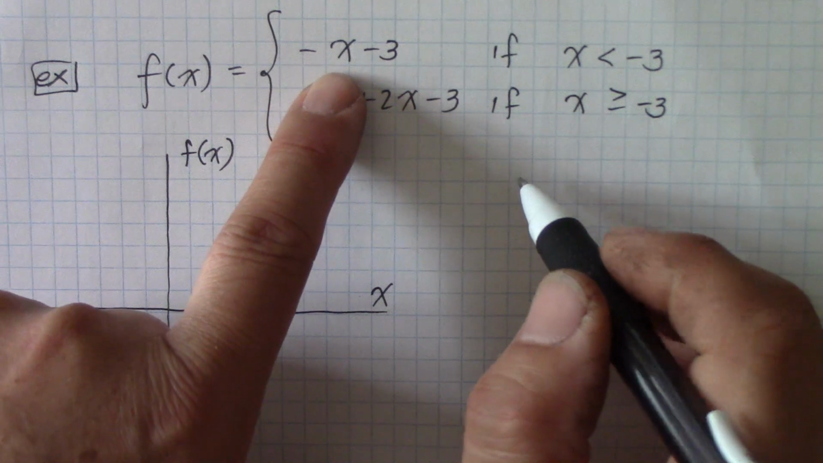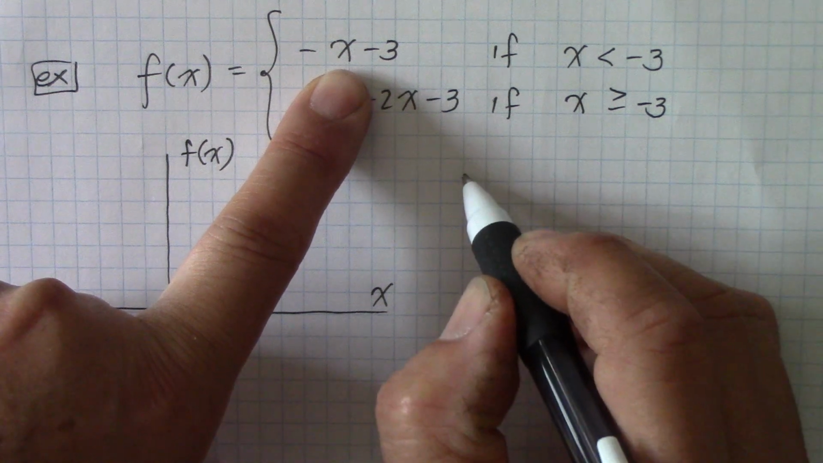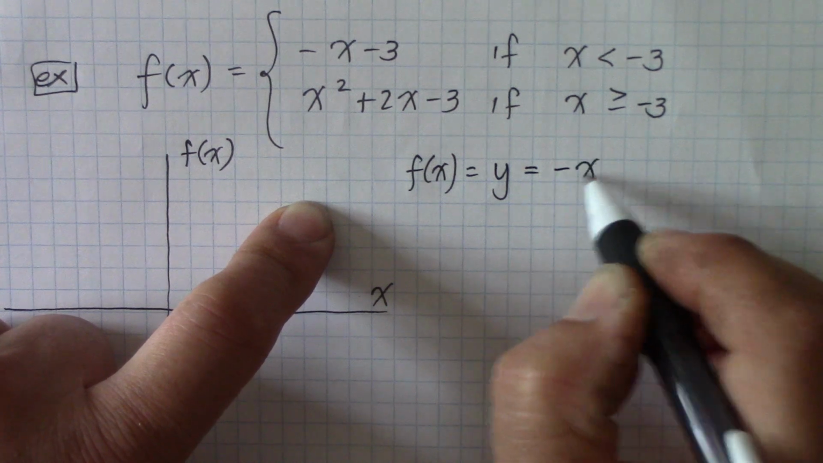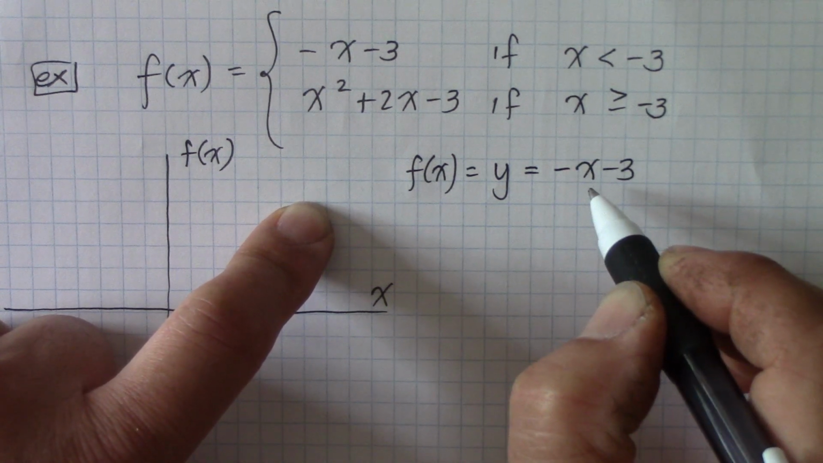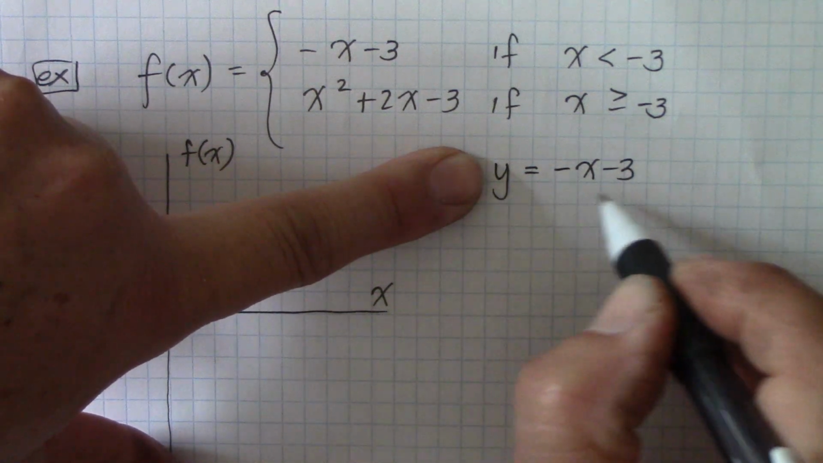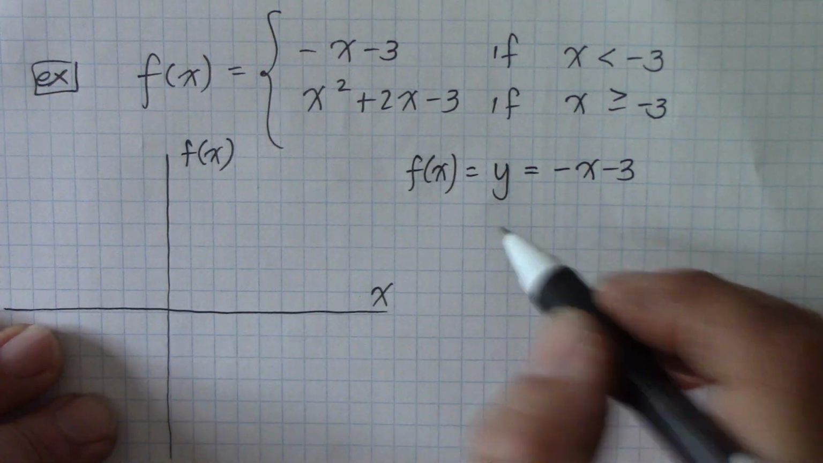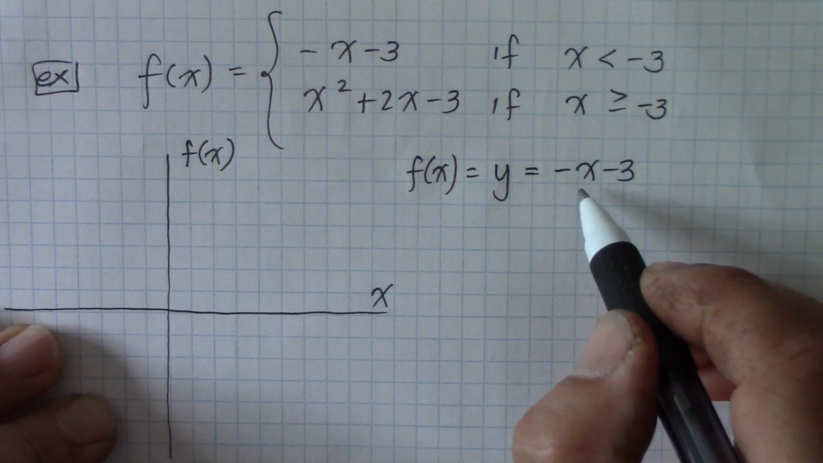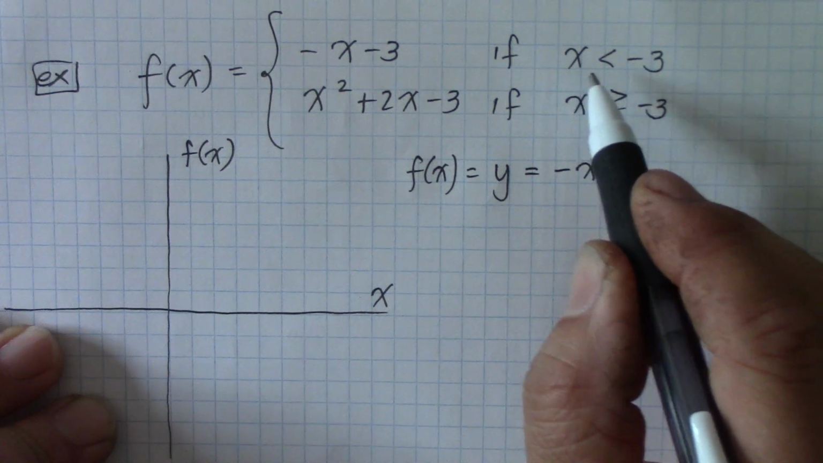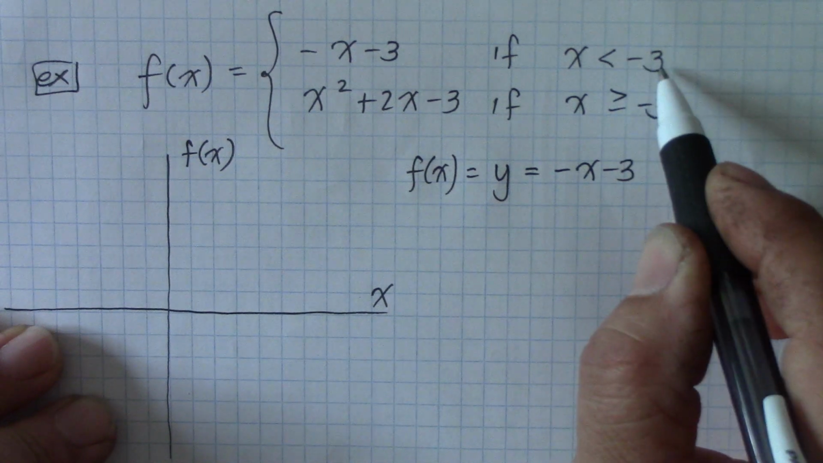So here's how you graph this one. If it makes it easier for you, this expression can be written as y is equal to negative x minus 3. It means the same thing. So we can just ignore f of x if that makes it easier for you. You're more familiar with this equation, but they all mean the same thing. Now, the numbers that you put in, you could put in whatever number you want, but the limit is, the number you choose has to be less than negative 3.